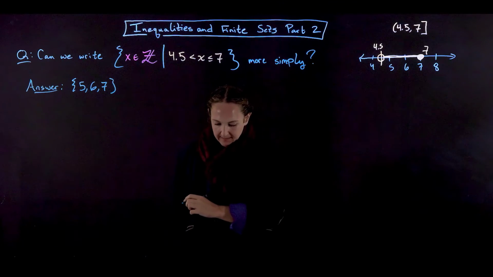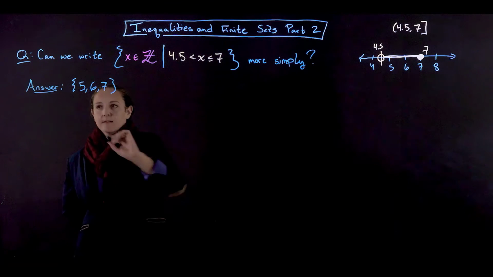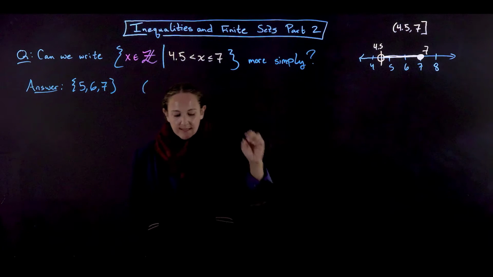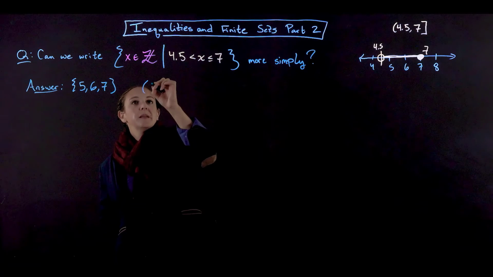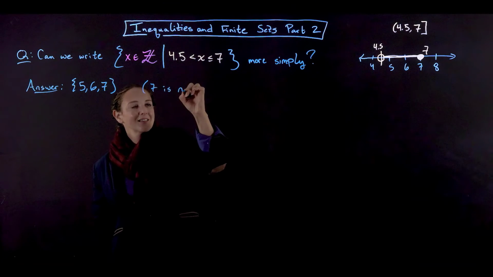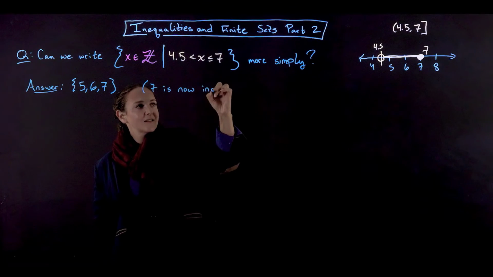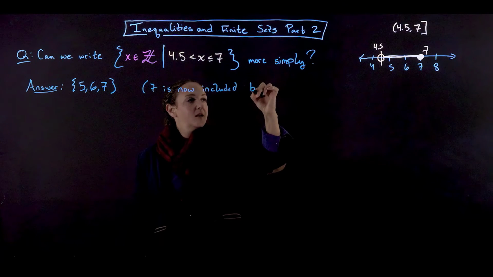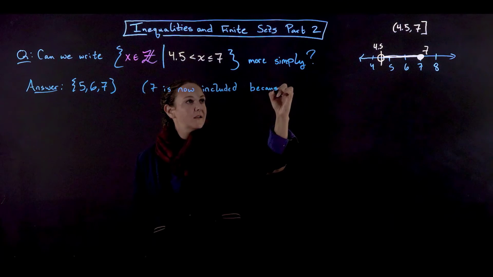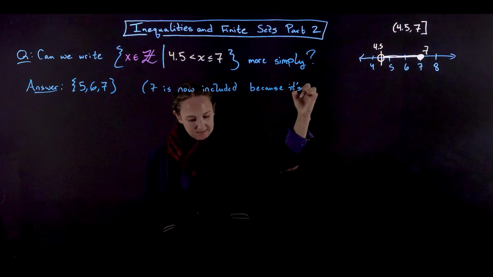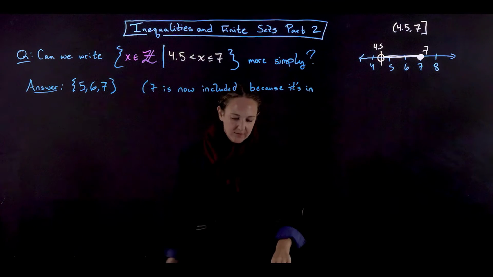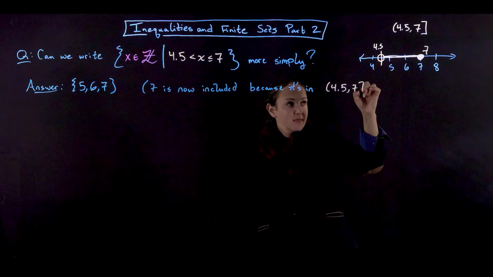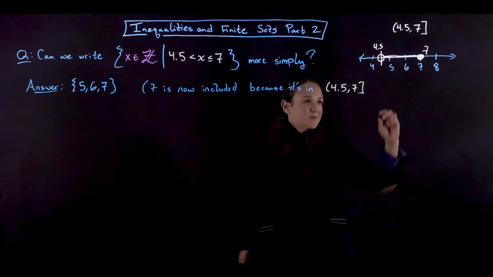The key takeaway here is that 7 is now included because it's in the interval that we're interested in, and it's also an integer.